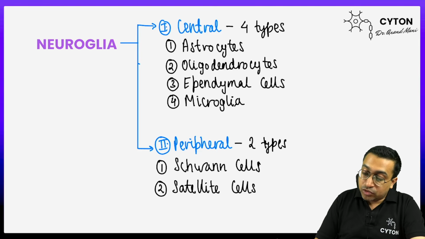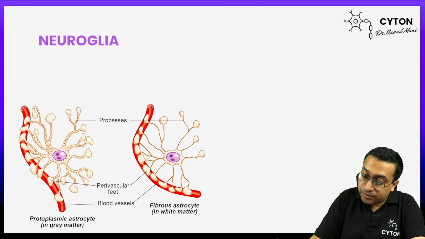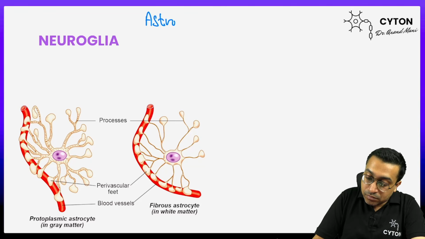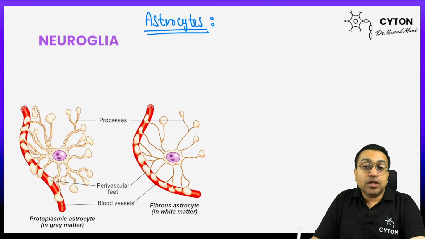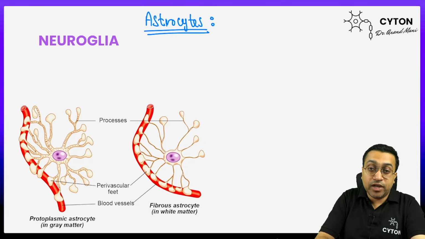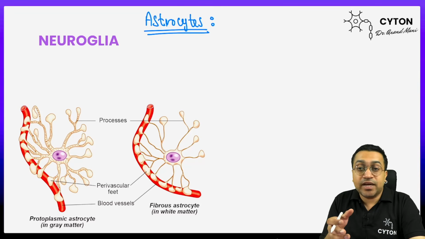Now let us come to the first category that is the astrocytes. Now see, neuroglia, I told you, they are supporting the embryonic or developing neurons, as well as they provide the physical support after development. And radial glial cells, they direct the migration of the neurons during the development.